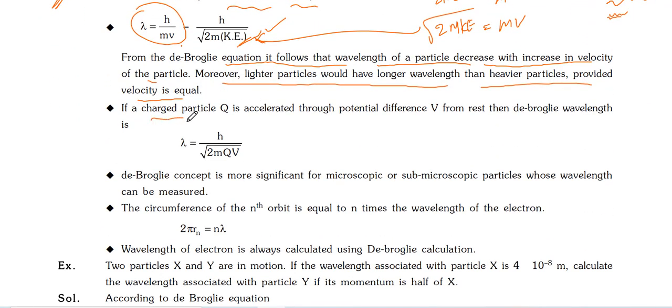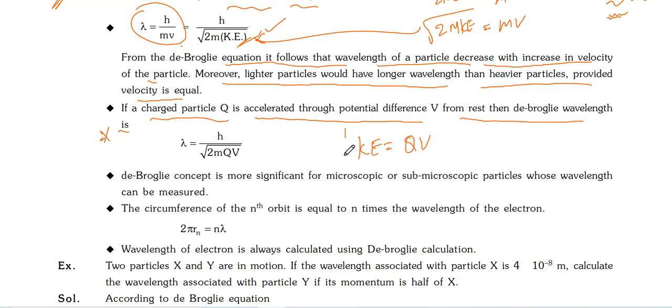Then, an important formula: if a charged particle with charge Q is accelerated from rest through a potential difference V, then the de Broglie wavelength uses KE equal to QV, the stopping potential. We learned that in the photoelectric effect. Suppose an electron is moving; to stop it you have to apply some potential difference. The electron has some kinetic energy, and an equal amount of opposite energy must be applied for it to stop. So kinetic energy equals Q into V, where Q is the charge of the electron and V is the voltage applied externally. So the formula becomes lambda equal to h by the square root of 2mQV. We just write QV in place of KE because this is the stopping potential.